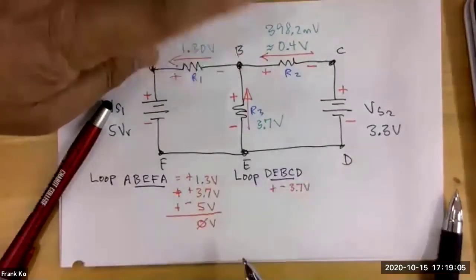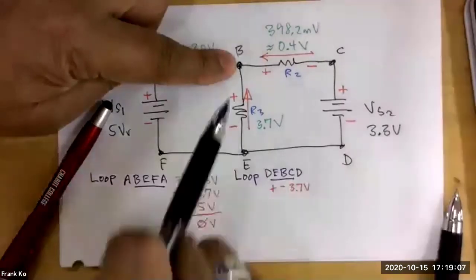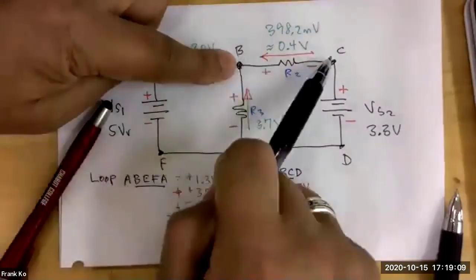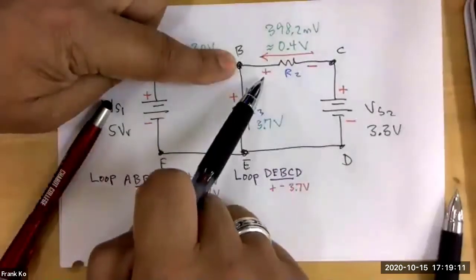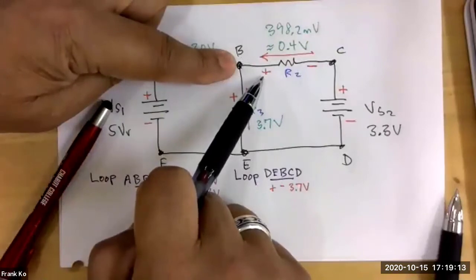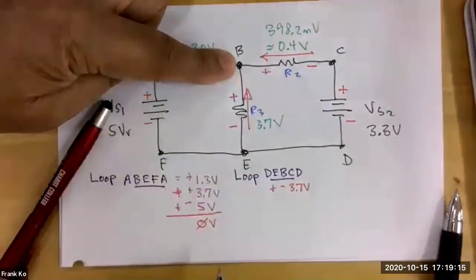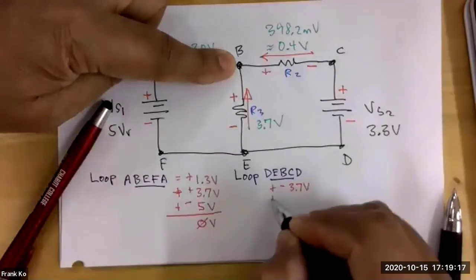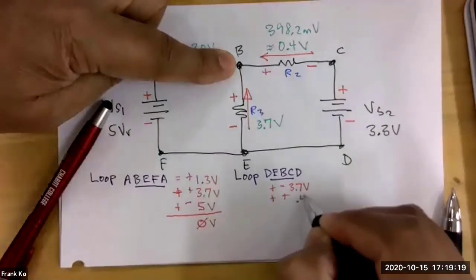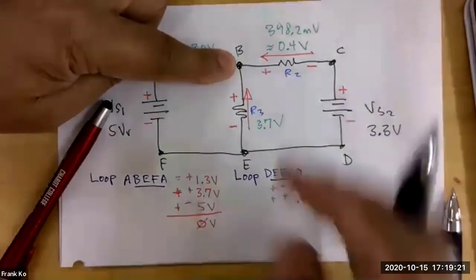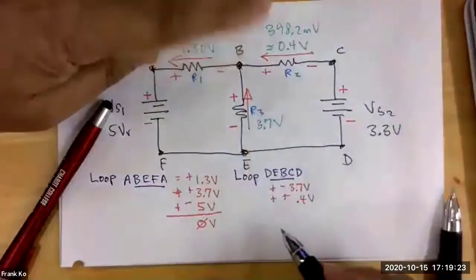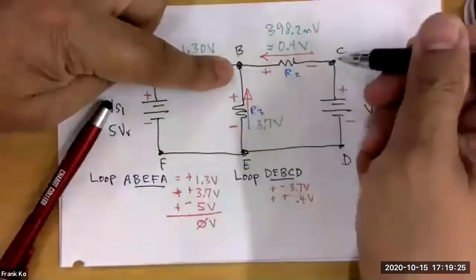Now you're at point B. At point B, you need to be moving towards C. So what's the first polarity you encounter? Positive. Positive, how many volts? 0.4. So add a positive 0.4 volts instead of the milli. We just use nice decimal there. Now we're at point C.